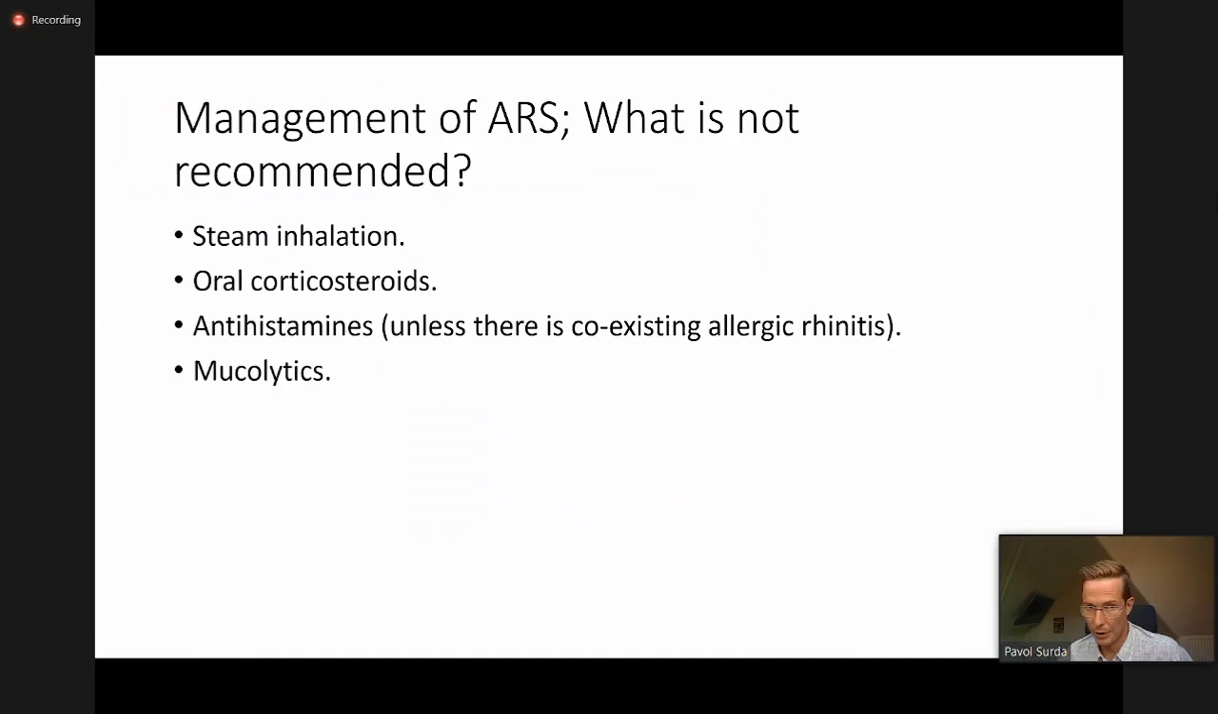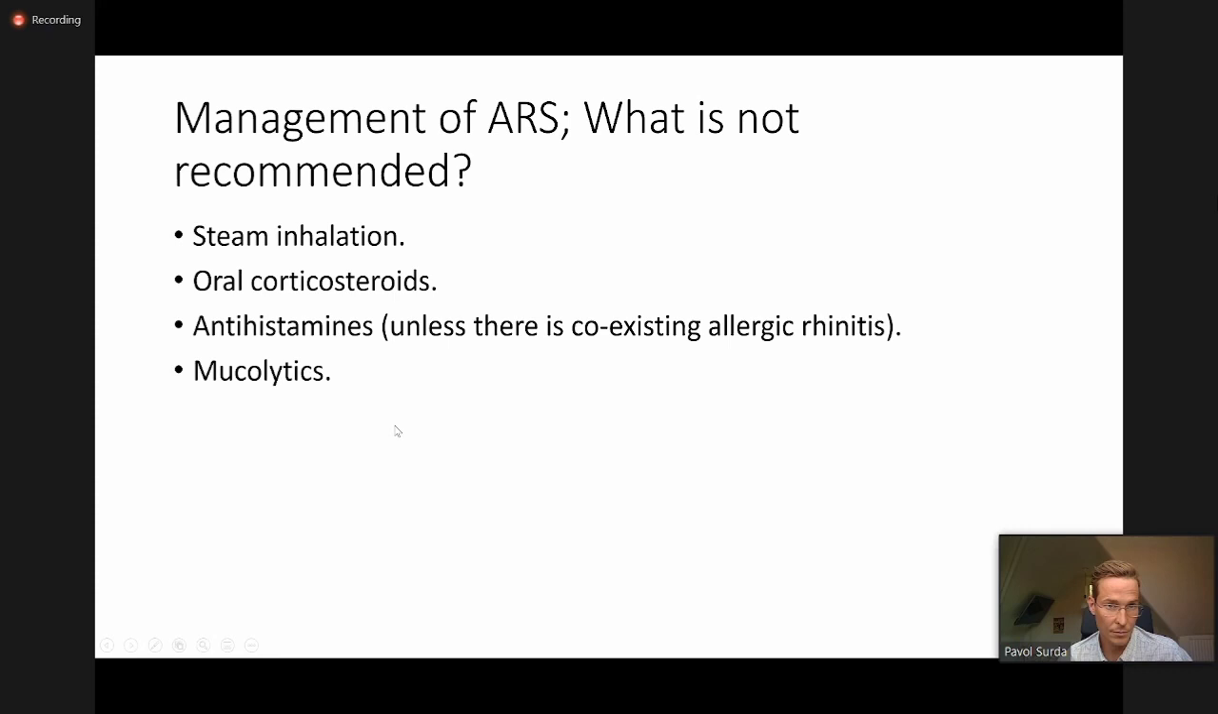Now, what is not recommended, and this is again based on high quality studies, randomized clinical trials, is steam inhalation. Steam inhalation can actually cause damage because if the temperature is too high, we can cause damage to the lining mucosa within the sinuses and nasal cavity. Then oral corticosteroids do not seem to make a difference. Antihistamines, unless there is coexistent allergic rhinitis, and mucolytics.